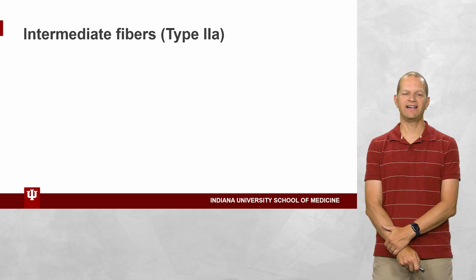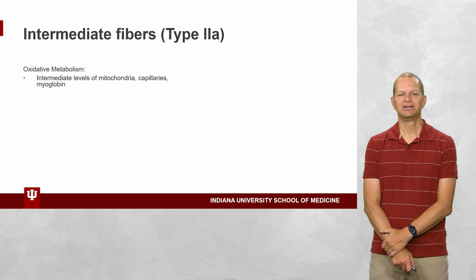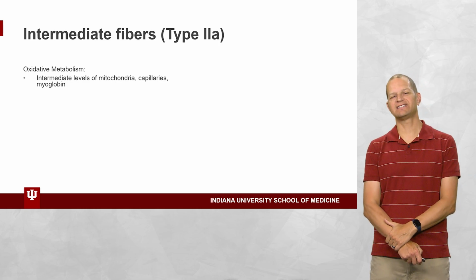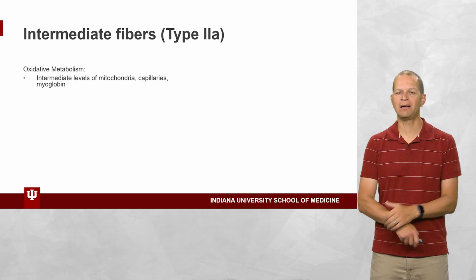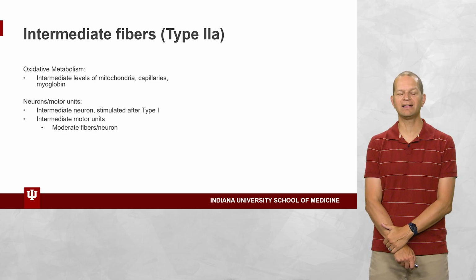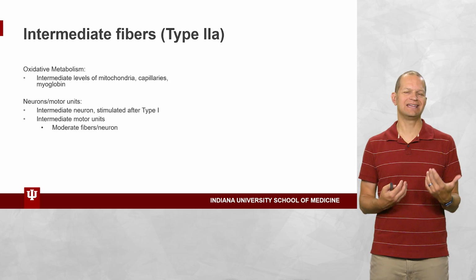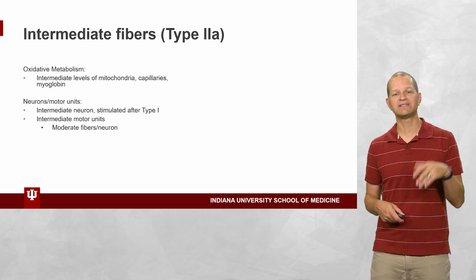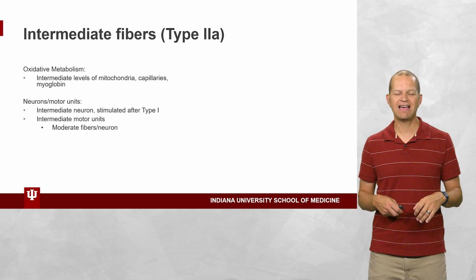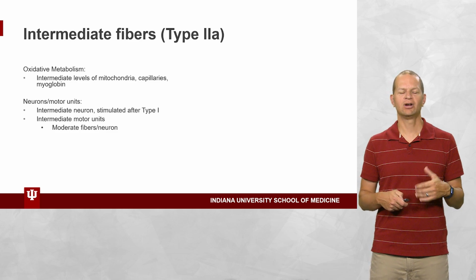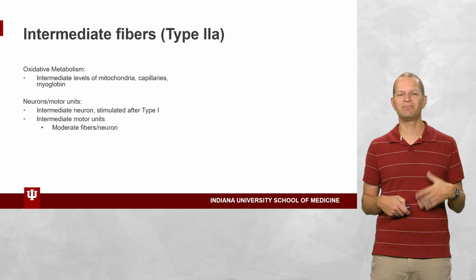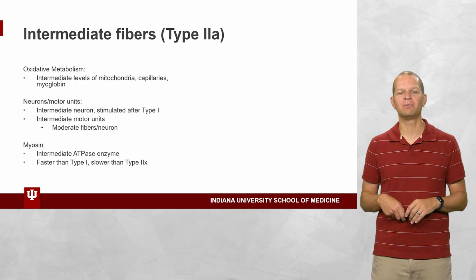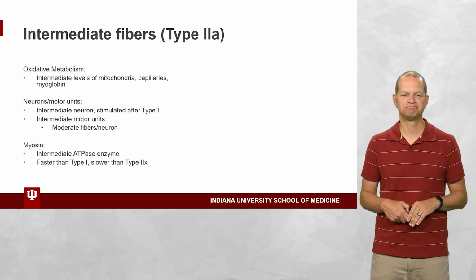Then we've got intermediate fibers, and I didn't have a word cloud for this. Okay, so intermediate fibers rely on oxidative metabolism to some extent, so they have an intermediate amount of mitochondria, capillaries, and myoglobin. Everything's just kind of in the middle, right? So they're stimulated after type 1, but before type 2X. And so they have more motor units, more muscle fibers per neuron, but not as many as type 2X. And so they've got an intermediate speed myosin ATPase enzyme.